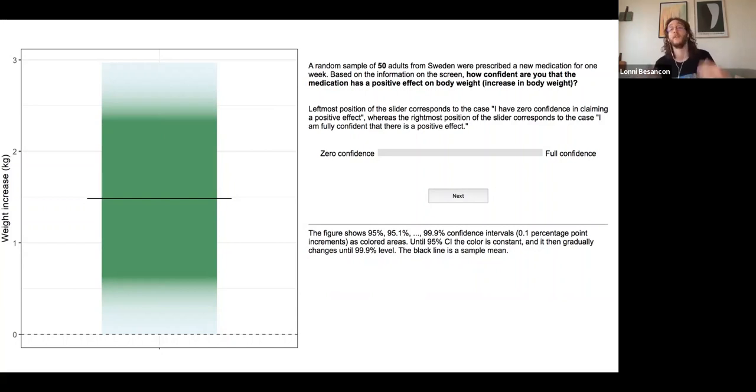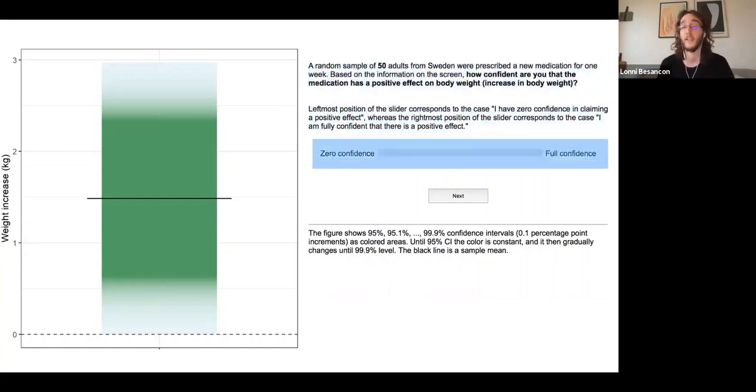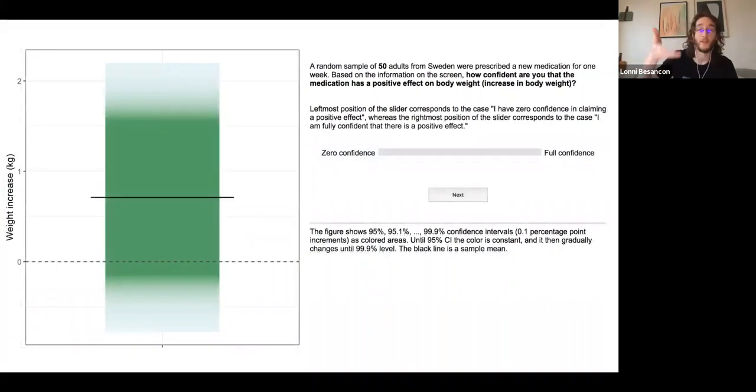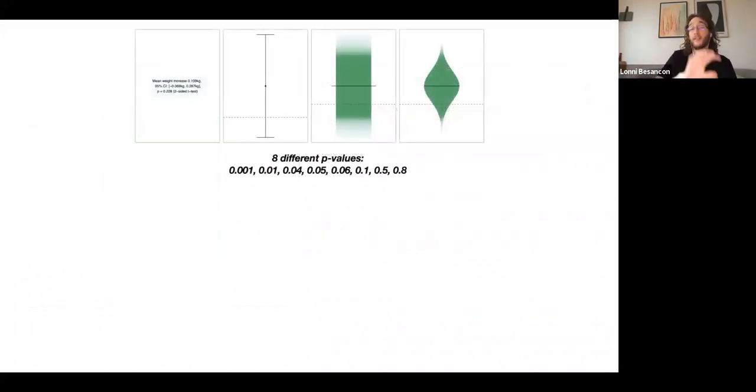And so we said increase in body weight. We wanted to stay away from all the thing about losing weight all the time. And so they could just input their answer on the slider, for which we didn't show an initial value to try to avoid biasing participants. And so we had different values, of course, that people could see. So you saw one here, and there's another one here, and we showed actually 8 different p-values or sets of p-values and results. So all of these here. I'm not going to read them out loud.